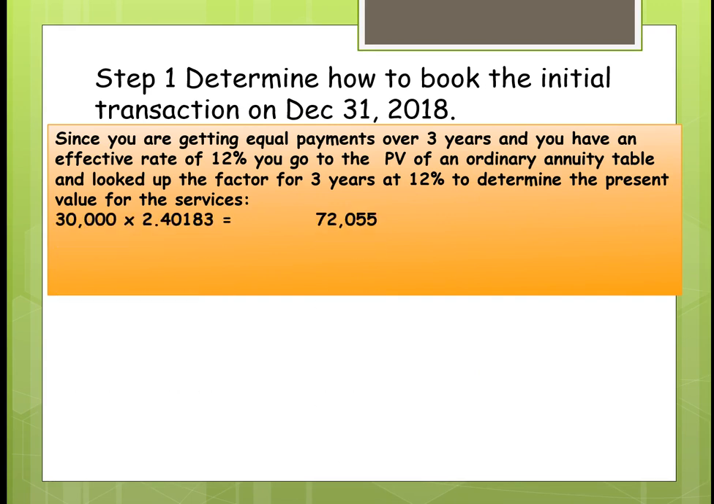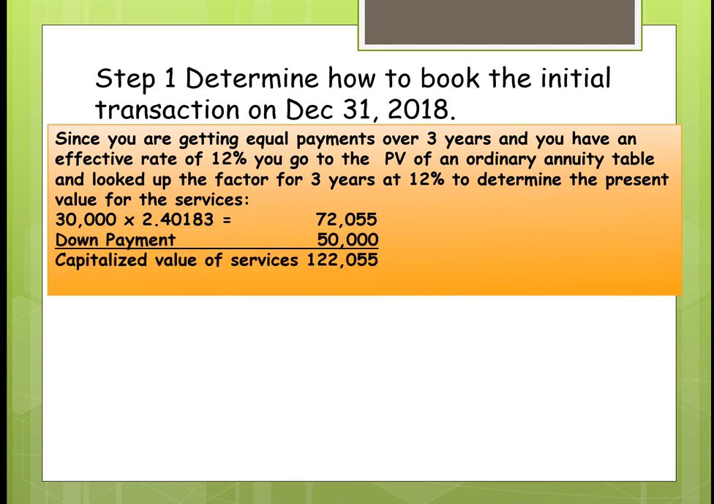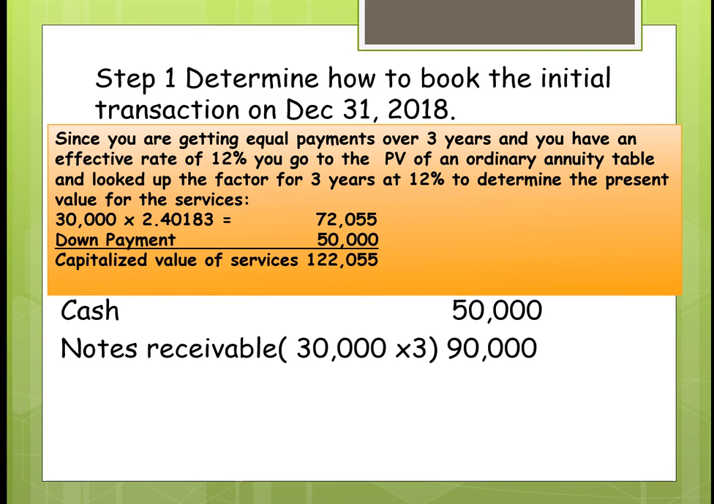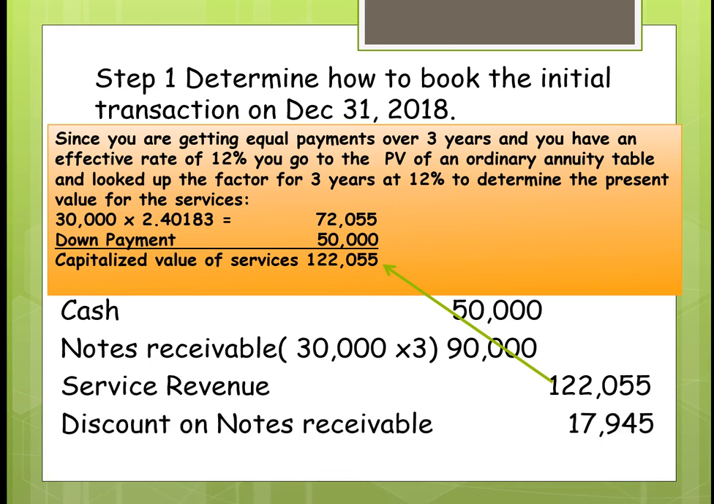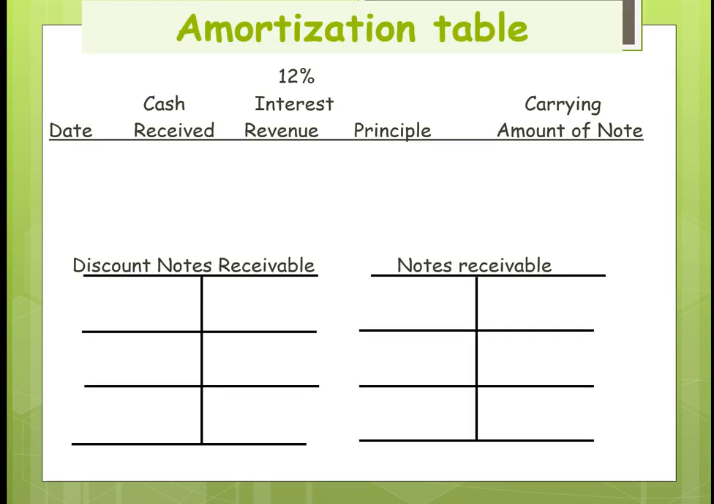And 30,000 times the factor gives us 72,033. Plus the cash, we now are going to book services of 122,055. And our discount on note receivable is going to be 17,945. We're going to go through the same thing. We're going to amortize it each year using the effective rate, which is going to mean that you're going to change the amount of the interest revenue every year. And we always use the net book value to determine interest revenue.